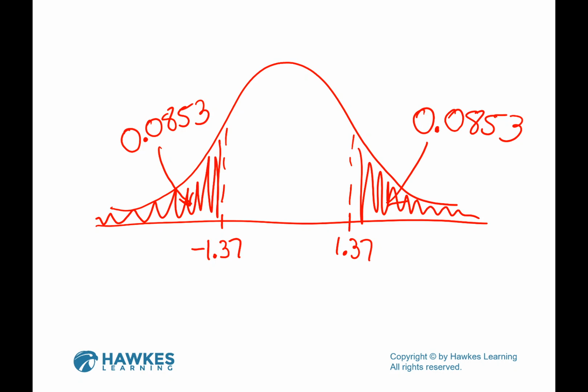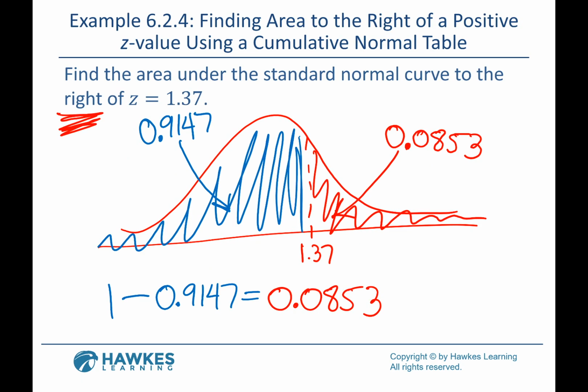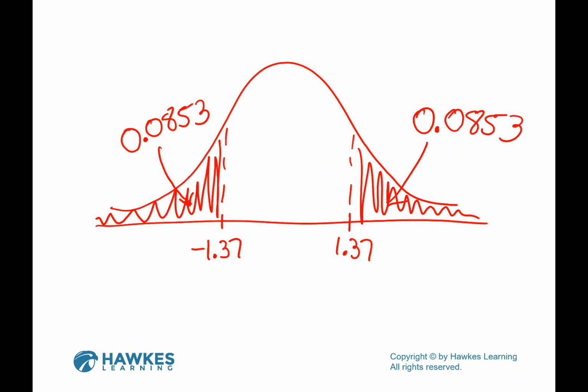Okay? So option number one, if we want area to the right, is we do 1 minus area to the left. Option number two, if we want area to the right, is we can look up the opposite z-value. Okay? Look up the opposite z-value. And so if it gives us a negative, we would look up the positive. If it gives us a positive, we would look up the negative. It's just the opposite. Opposite for area to the right.